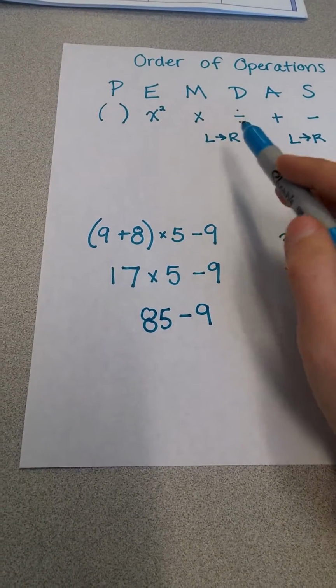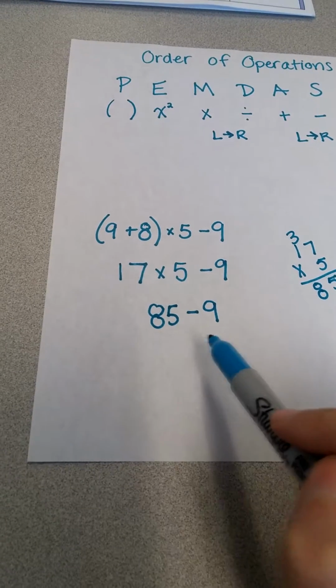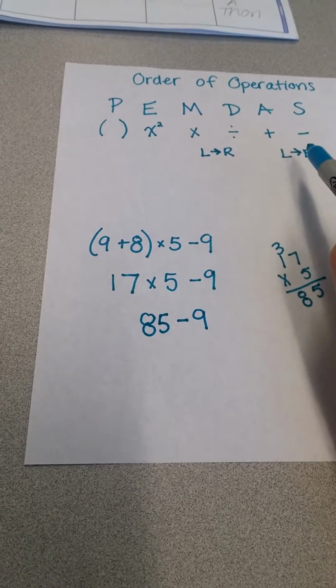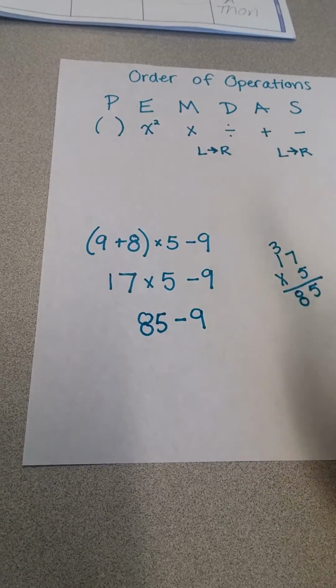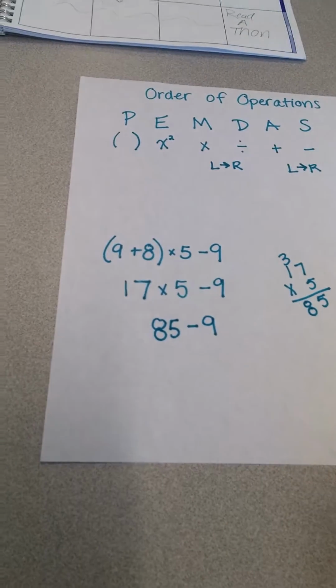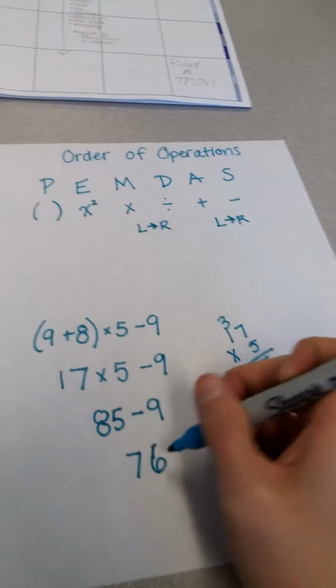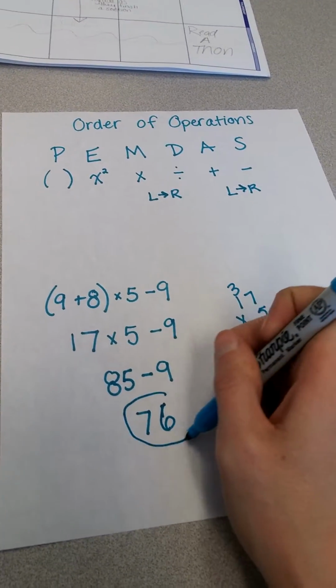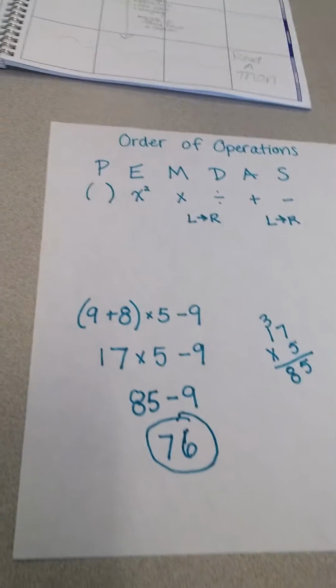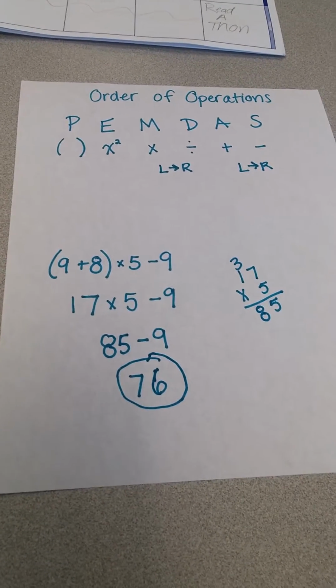I don't have any more multiplication and division in this problem, so I can move on to the last step, which is addition and subtraction from left to right. I'm left with 85 minus 9. I know that that answer is 76. 76 is my final answer for this problem.